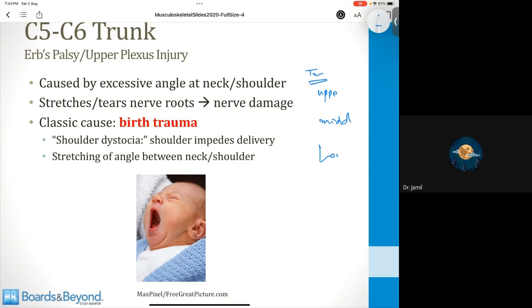Mostly it's musculocutaneous, the radials, the posterior radial roots.